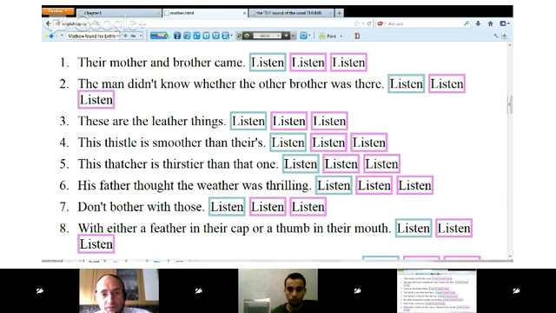Back to Ahmad Aman. Next one for you, please. This thistle is smoother than theirs. Yeah, so thistle has no t sound, and smoother has oo, smoother. So this thistle is smoother than theirs. Once more. This thistle is smoother than theirs.